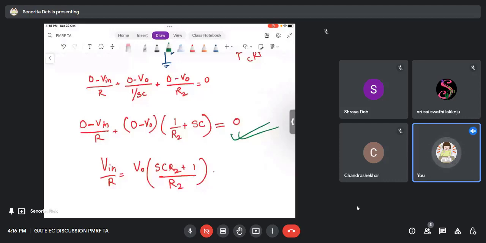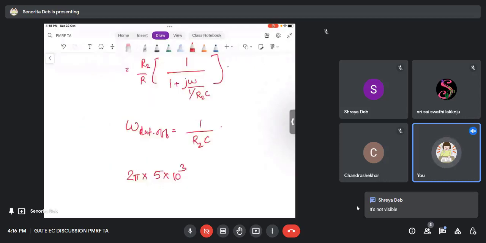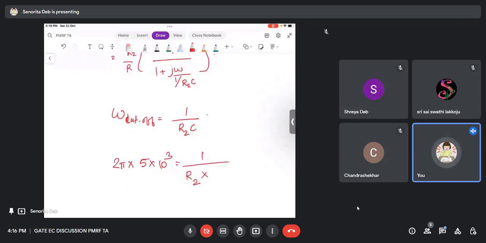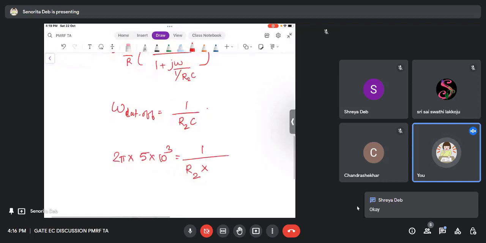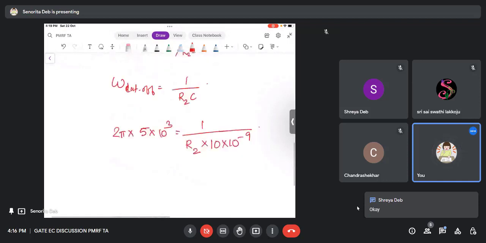So 2 pi into 5 into 10 to the power 3 is equal to 1 by R2 into C. Yeah, my Wi-Fi is actually very slow, so that's why it is updating late. So the value of C is 10 nanofarad, 10 into 10 to the power minus 9. And please find out and tell me what you are getting as R2.